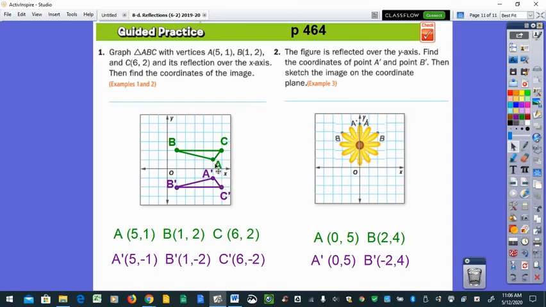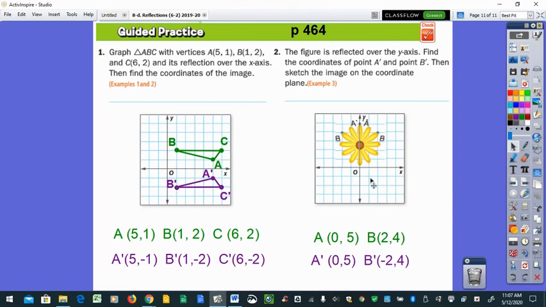The other way is to realize that A was 1 above, so A prime is 1 below the line of symmetry, or the line of reflection. C is 2 up, so C prime would be 2 below. B is 2 up, so B prime would be 2 below. So there's kind of two ways to do it. You can draw it off the picture, or you can just use the coordinates.